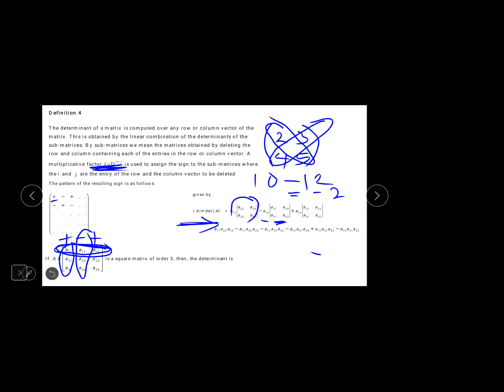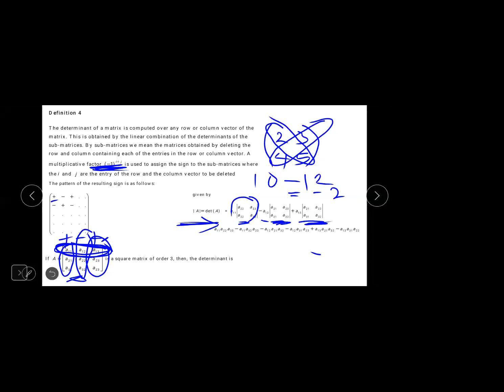And lastly, if I will also bring A13, you can see that it has plus there. So plus A13. What I'm going to do is I will now cover row 1 and cover column 3. If I do that, I'm going to have this left: A21, A31, A22, and A32. So with that, you can now see that it's very easy for you to find the determinant of this. So that is how we can get the determinant of a 3 by 3 matrix.